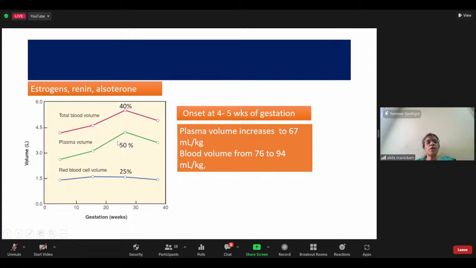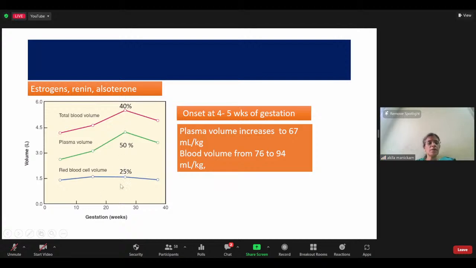And when you look at the total blood volume, that also increases in a similar way, but the increase is roughly about 40%. The plasma volume increases by 50 to 55%, whereas the total blood volume increases by roughly about 40%. On an average, when you calculate it on the basis of blood volume per kg, it increases from 76 ml per kg, which is the pre-pregnancy level, to 94 ml per kg. So we have around 30 ml per kg as an extra reserve in any pregnant patient who has crossed around 28 to 30 weeks of pregnancy.